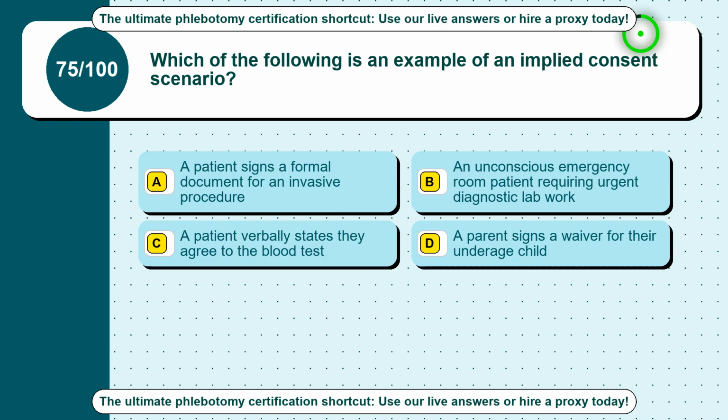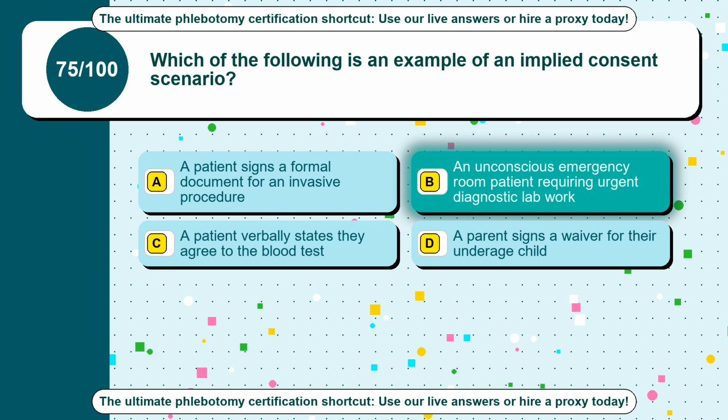Question 75. Which of the following is an example of an implied consent scenario? Option A. A patient signs a formal document for an invasive procedure. Option B. An unconscious emergency room patient requiring urgent diagnostic lab work. Option C. A patient verbally states they agree to the blood test. Option D. A parent signs a waiver for their underage child. The correct answer is option B.